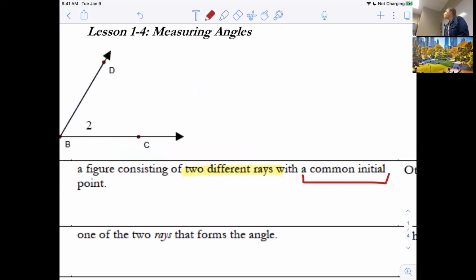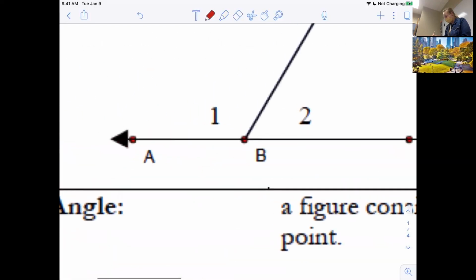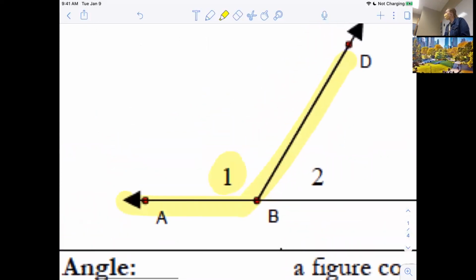Thank you. And it has a common initial point. So if I'm talking about angle 1, I'm looking right here. Here's angle 1. I'm looking at the points, the rays that make this angle work. The common initial point is right here.